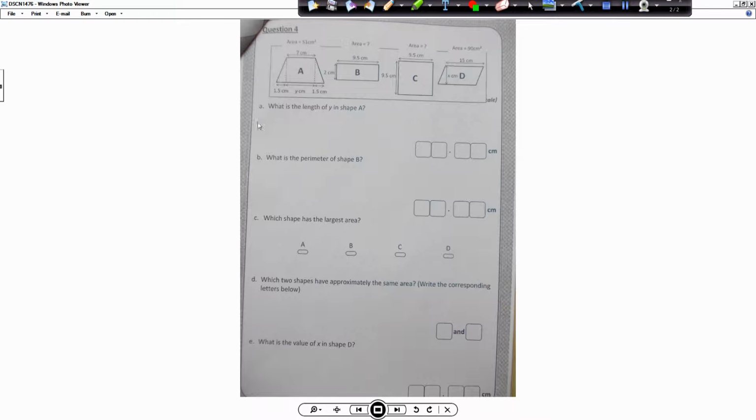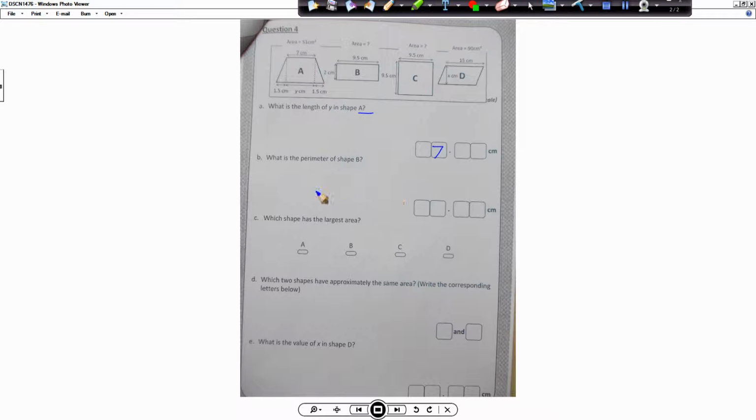Okay, here comes the next question. What is the length of Y in shape A? Did you have to do the top part as well? No, it's just the bottom. Okay, shape A. What is the length of Y in shape A? Well, that's 7. That will also be 7. That's nice and straightforward.